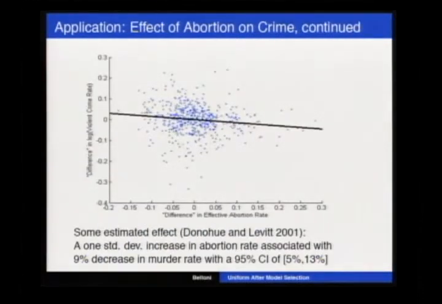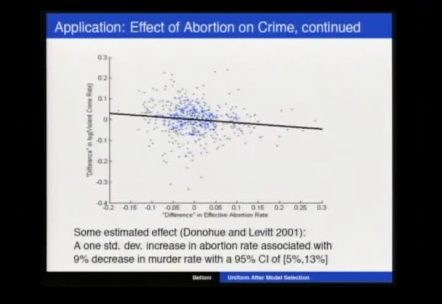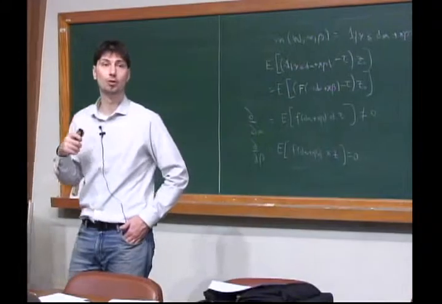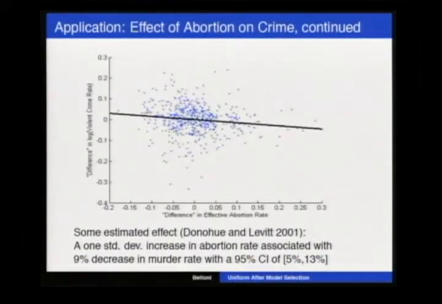So basically, the analysis at the end of the day suggested that, after controlling for confounding effects, there was actually a negative impact. And after you translate everything, it would be that if you change the abortion rate by 1 standard deviation across states, murder would decrease by 9%. So that was the conclusion. And they were 95% confident that it would be between 5 and 13%. That's the conclusion.